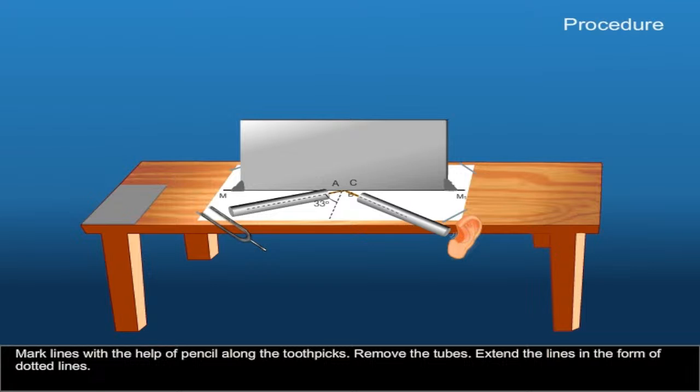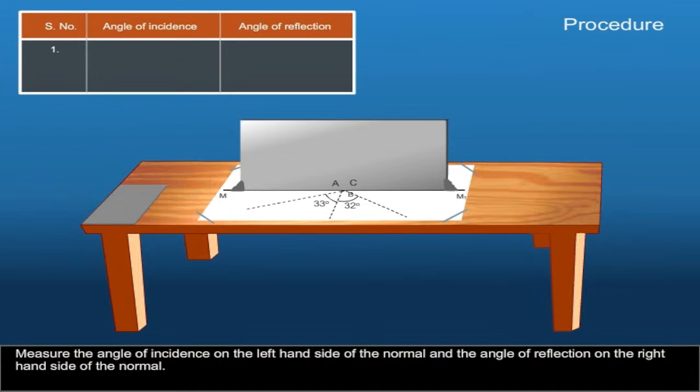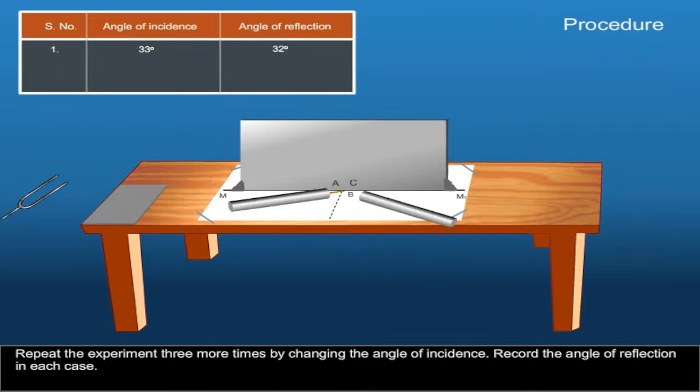Mark lines with the help of a pencil along the toothpicks. Remove the tubes. Extend the lines in the form of dotted lines. Measure the angle of incidence on the left-hand side of the normal and the angle of reflection on the right-hand side of the normal. Repeat the experiment 3 more times by changing the angle of incidence. Record the angle of reflection in each case.